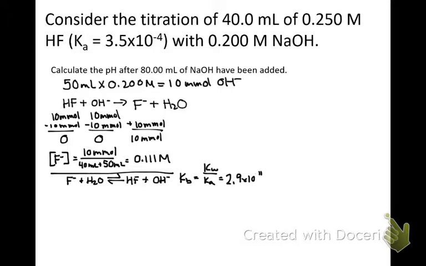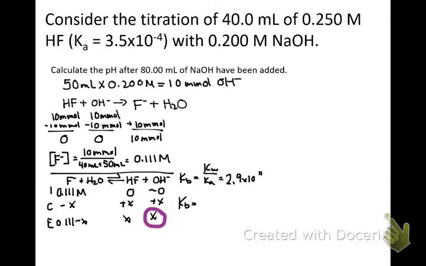Okay, we can calculate the pH using an ice table. Our initial concentration of F minus is 0.111 molar. We have no HF and negligible OH minus to start with. And so you're getting pretty good at these ice tables now. And we see that if we can find X, we can calculate the OH minus concentration, which will lead us to the pH. Okay, so once again, we'll sub into the Kb expression, X squared divided by 0.111 minus X.